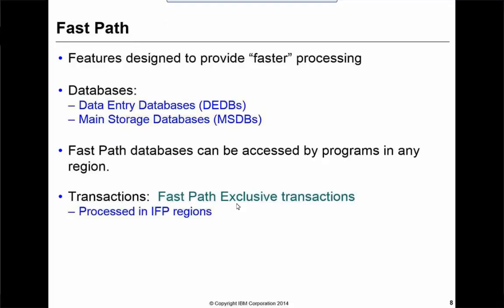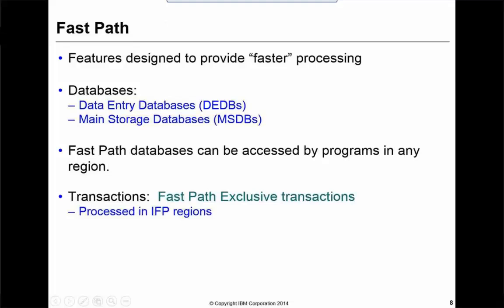And the FastPath feature involves two things. It involves a set of databases. There's what's known as data entry databases, which are designed to get the data into the database very, very fast and then process it later in batch mode. And then there's main storage databases. These are databases that reside in virtual storage, so you don't have to go out to the DASD device and get them. And any program, by the way, it doesn't matter whether you are running in a FastPath region or not, any program can access these FastPath databases, these DEDBs or MSDBs.